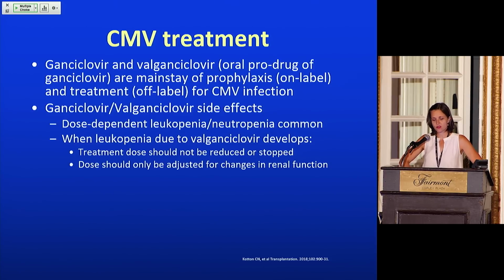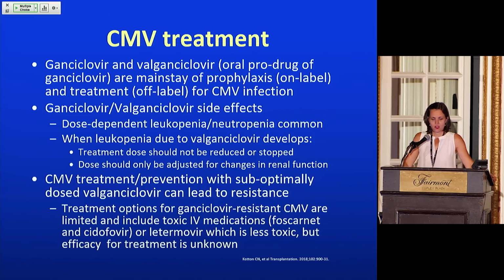When leukopenia due to valganciclovir develops, though, you really need to continue the treatment dose. You should not reduce it or stop it just because of leukopenia. The only time you should adjust the dose is when the person has a change in their kidney function such that they need a lower dose, or a higher dose if they have improved function. So CMV treatment and prevention with suboptimally dosed valganciclovir can lead to resistance.